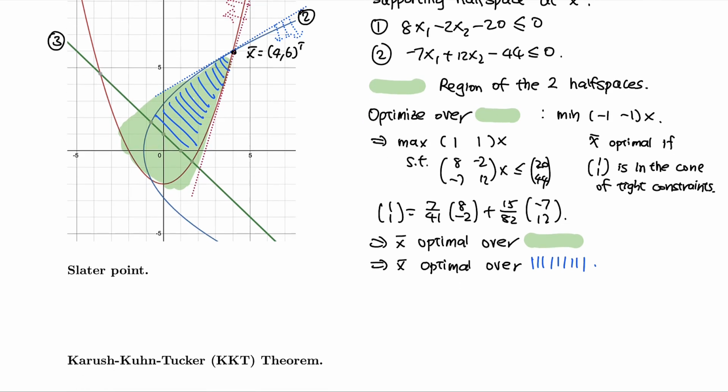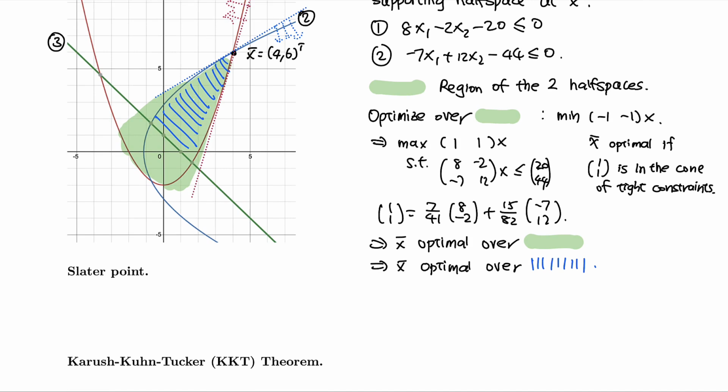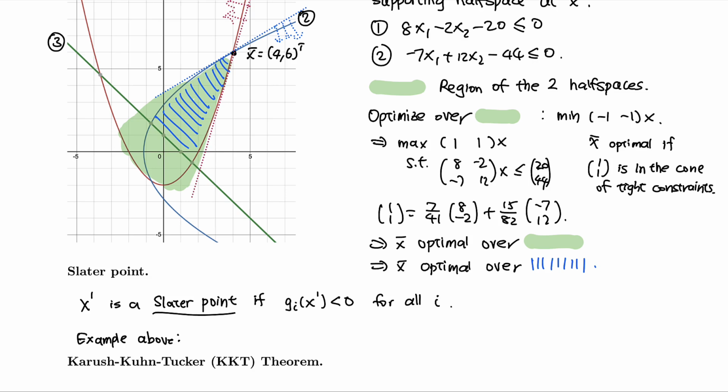We will now generalize this to the KKT theorem, which is a characterization of all the optimal solutions in convex NLPs. But for this theorem to work, we need something called a Slater point. x prime is a Slater point if gi of x prime is less than 0 for all i, meaning it satisfies all constraints with strict inequality. In our example above, we can see that (1, 1) is a Slater point.